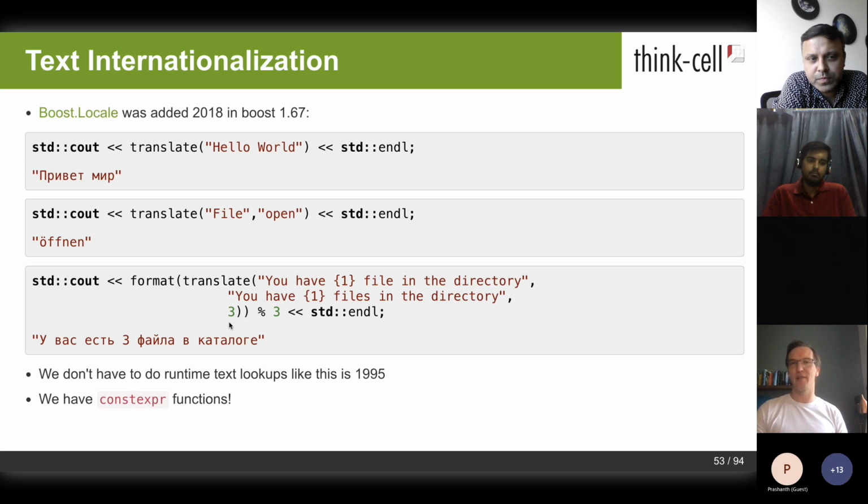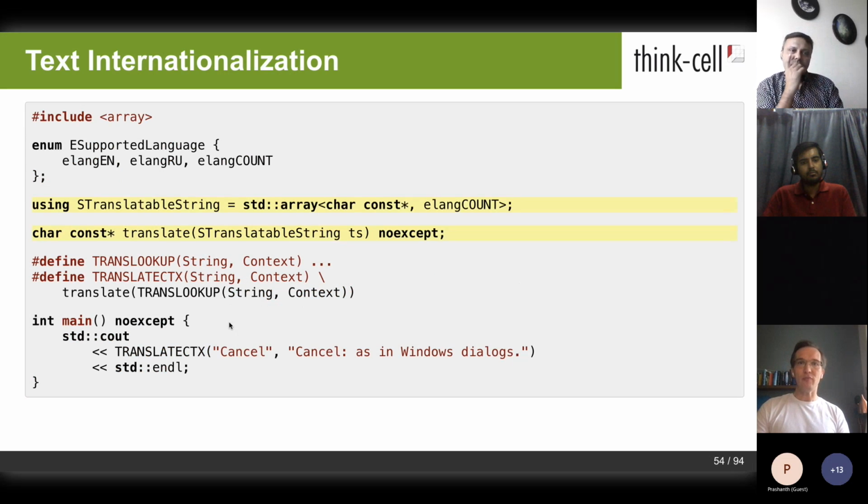And this is 2021 now. We don't have to do runtime text lookups like it's 1995. We have constexpr functions. And we built a little text translation toolkit based on constexpr functions at compile time. So this is what it looks like in short.